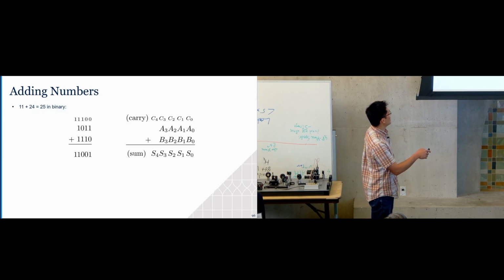And then when you add them, you get each bit of the sum. We'll call those S0, S1, S2, S3, S4. And S4 is just that fourth carry. So C4 equals S4.